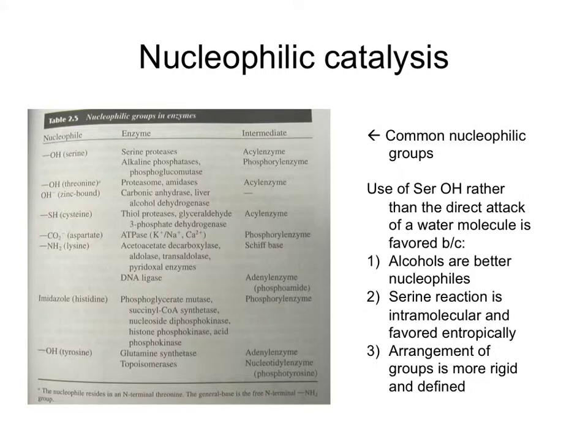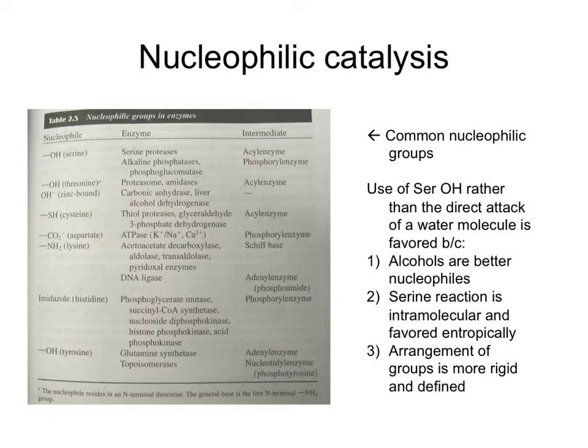So nucleophilic catalysis involves a nucleophile that allows for the catalysis to occur. And so there are several types of nucleophiles. Shown here in this table are a series of different residues that can serve as nucleophiles, including serine, threonine, cysteine, aspartic acid, lysine, histidine, and tyrosine. And each of these nucleophiles has a corresponding enzyme, and then these are the intermediates for all of these enzymes that you can go through.